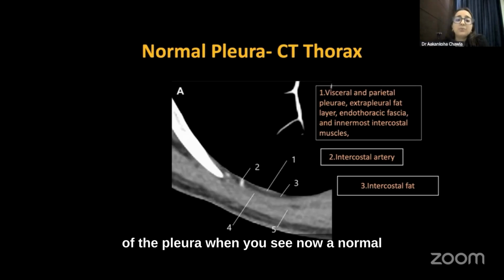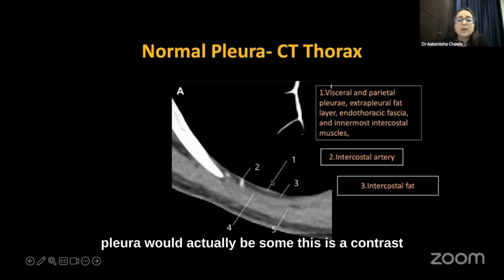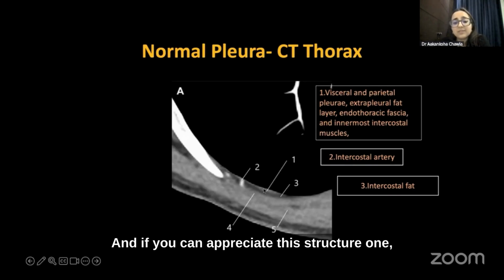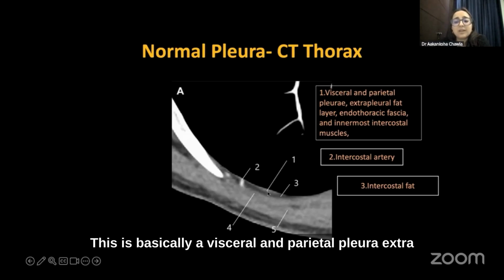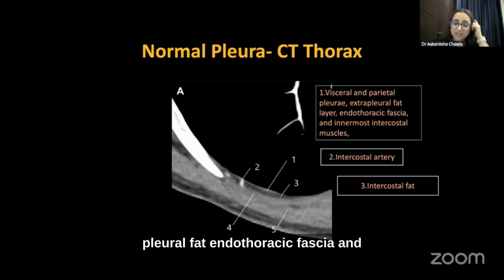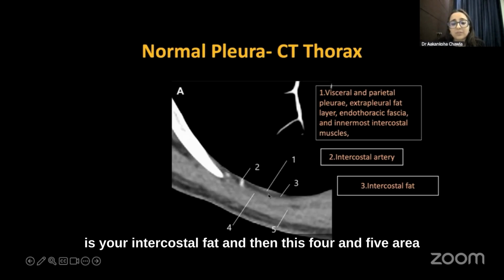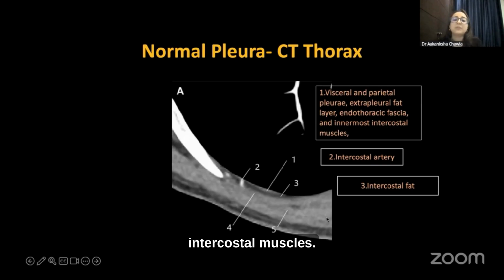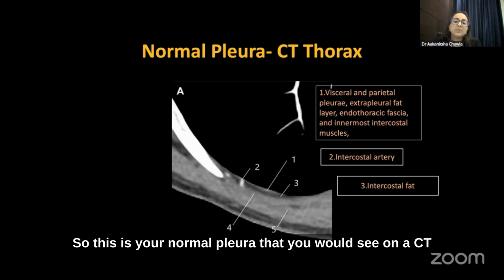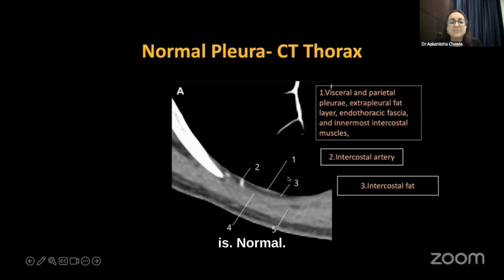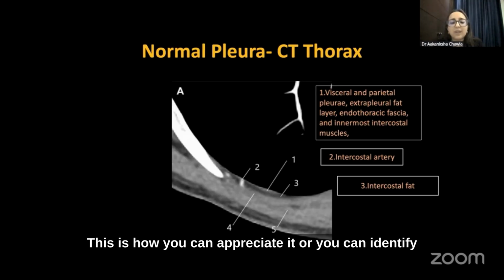Now, CT scan of the pleura. A normal pleura would actually look like this. This is a contrast CT image, and if you can appreciate structure one, this space over here is basically the visceral and parietal pleura, extrapleural fat, endothoracic fascia, and innermost intercostal muscles. Then there is an intercostal artery. In this black space over here is your intercostal fat, and then these 4 and 5 are your intercostal muscles. So this is your normal pleura that you would see on a CT scan along your ribs when there is no pleural pathology. This is how you can identify it.